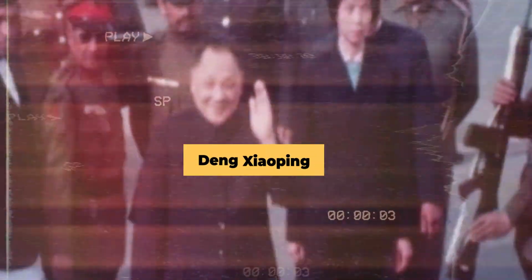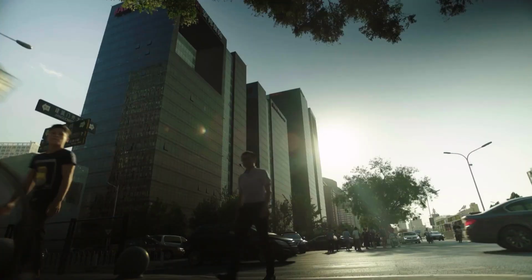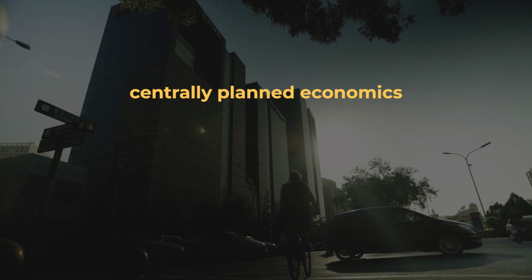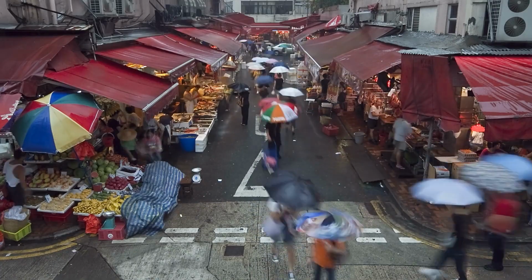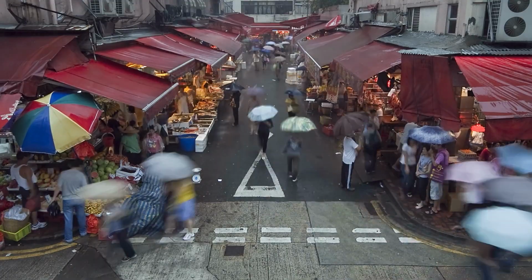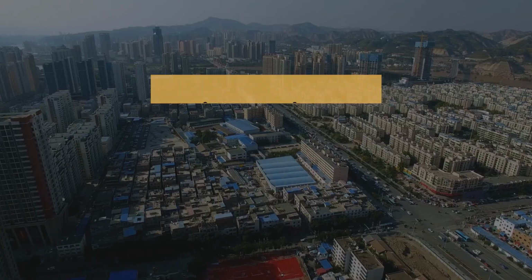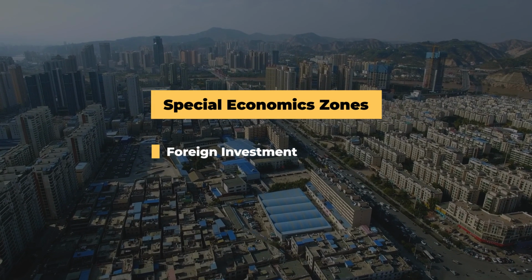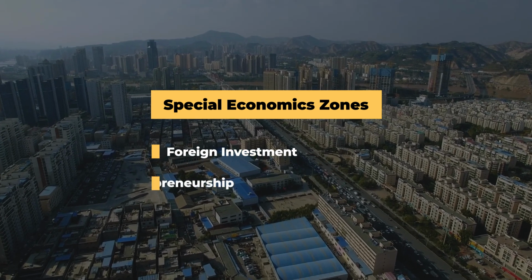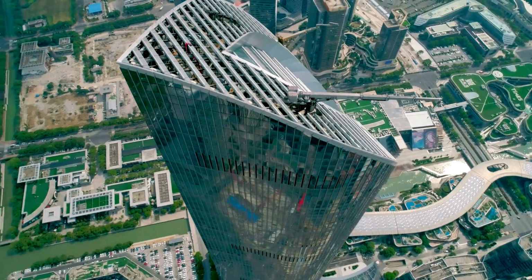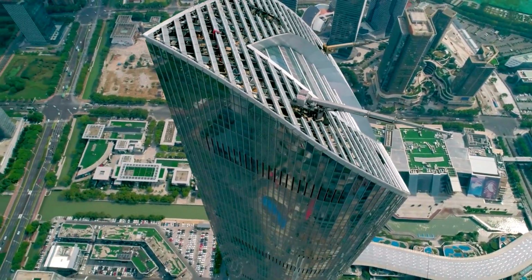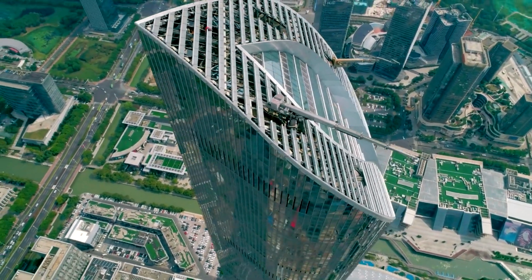It became clear that change was necessary. This change arrived in 1978 with Deng Xiaoping's economic reforms, marking a pivotal turning point. These reforms shifted the focus from centrally planned economics to a more market-oriented approach, setting the stage for a period of intense economic liberalization. Special economic zones were established, foreign investment was welcomed, and private entrepreneurship encouraged. China got access to new technology and introduced its vast labor force to the world, resulting in rapid GDP growth.